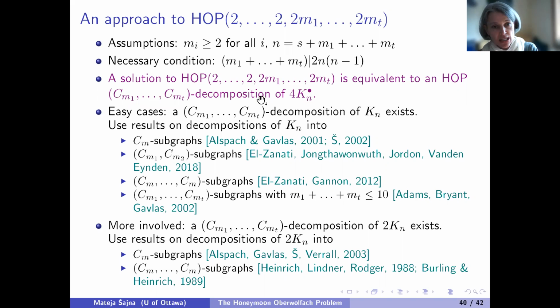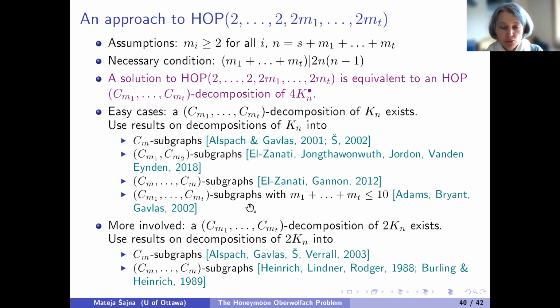So as mentioned before, the easy cases are the ones where a decomposition into these 2 regular subgraphs of the complete graph itself exists. And here we'll be using results on decompositions into cycles. There's a complete solution for decompositions into subgraphs that consist of 2 disjoint cycles. We have some results there. Into subgraphs that consist of disjoint M cycles, so the uniform case. And also there are some results on 2 regular subgraphs of small order that we'll be able to use.